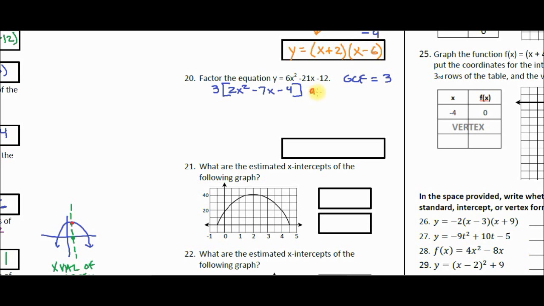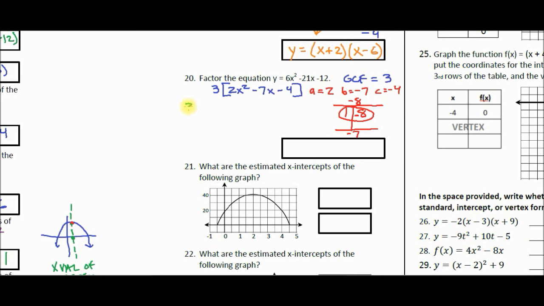Our A value now is 2. That means we can't use the shortcut method anymore. B equals -7 and C equals -4. Let's make our table. I'll try to squeeze it in right here if I can. A times C is 2 times -4, which is -8, and our B term is -7. I think we got our combination in the first try. 1 and -8. We've got -8 plus 1 is -7, and -8 times 1 is -8. So there's our combination. Alright, let's go through the formal factoring steps.